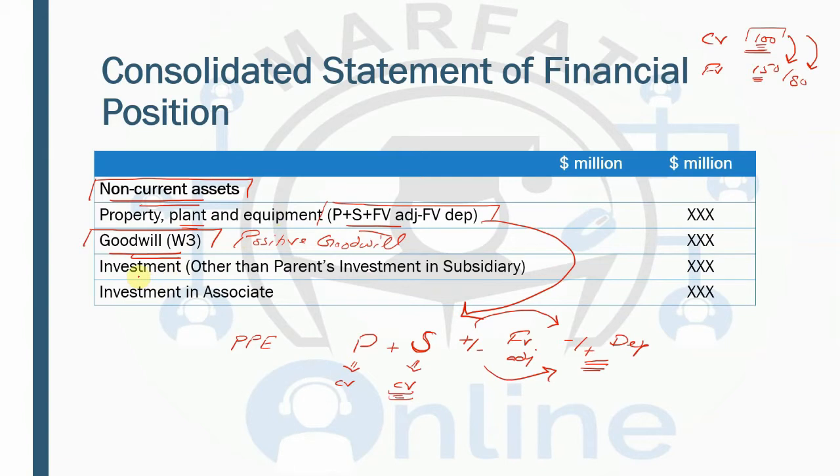And then you will have investment. You will take the investment of the parent plus subsidiary, but you will be eliminating the parent's investment in the subsidiary, which we have already discussed. And then there is another thing, which is investment in associate. I have already told you that we are not going to consolidate the associate just like a subsidiary, but that associate will be presented in the consolidated financial statements, and the treatment followed is known as equity accounting. Again, there is a working for this which we'll be discussing shortly.